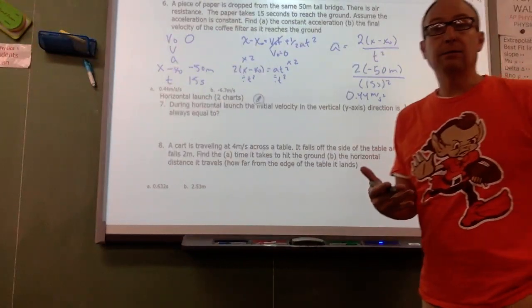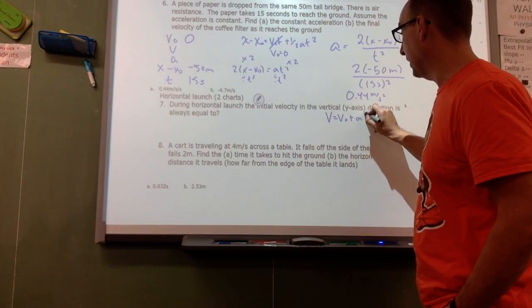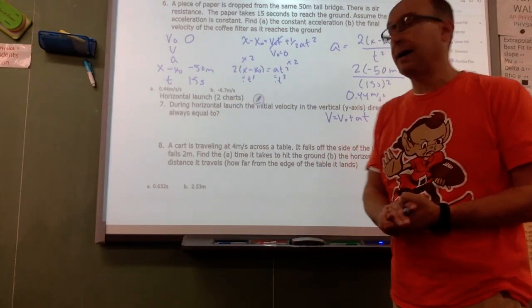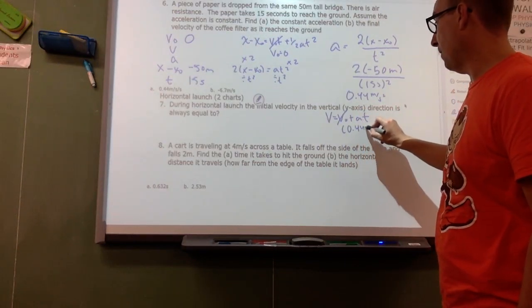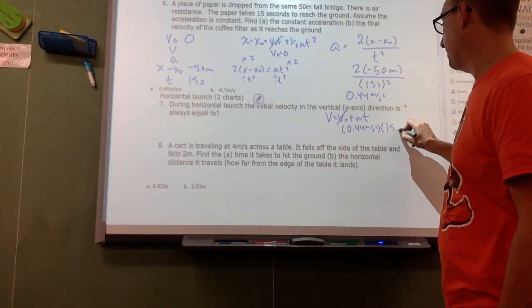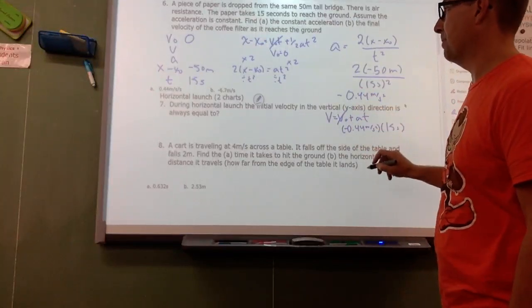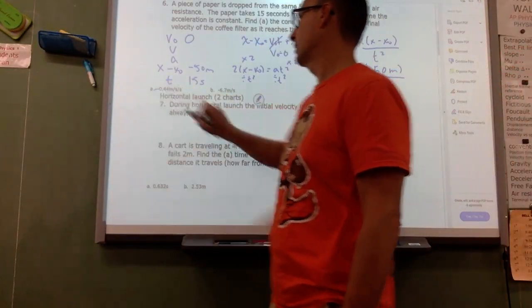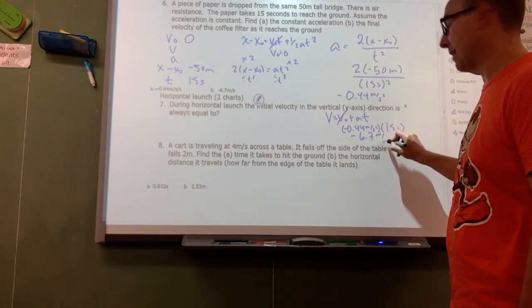And now again, I'll use my final velocity equals my initial velocity plus acceleration times time to find out what the final velocity is. This is still 0, so I have 0.44 meters per second squared times 15 seconds, and that should have been negative 0.44 meters per second squared. And this is going to give us negative 6.7 meters per second.